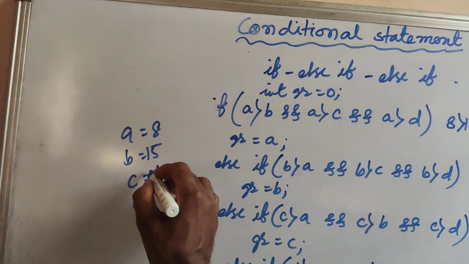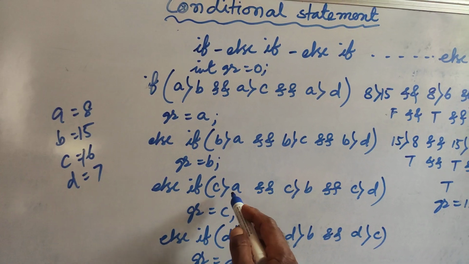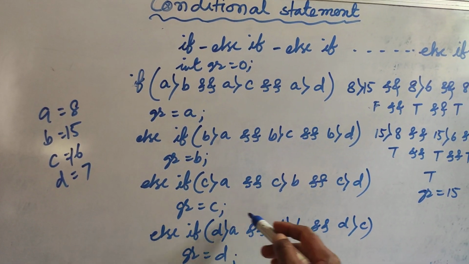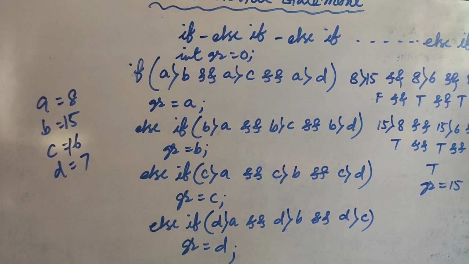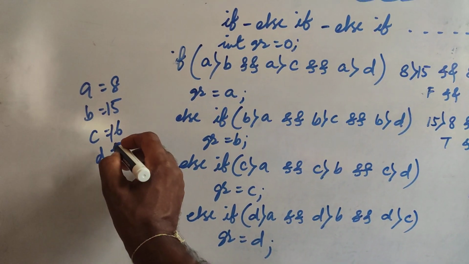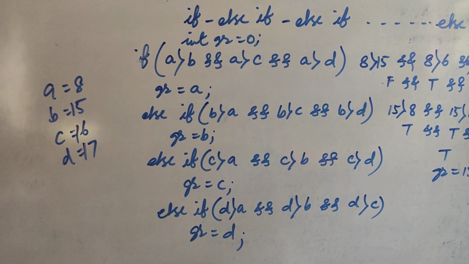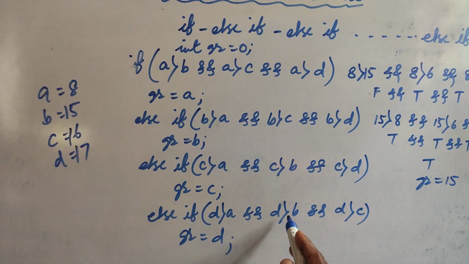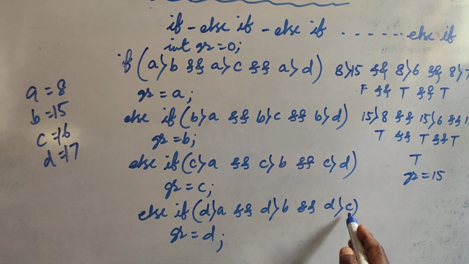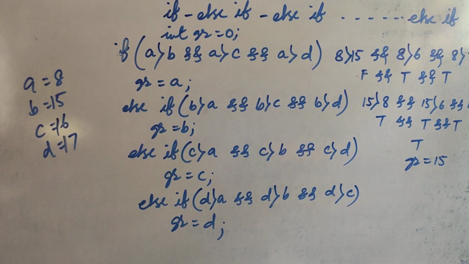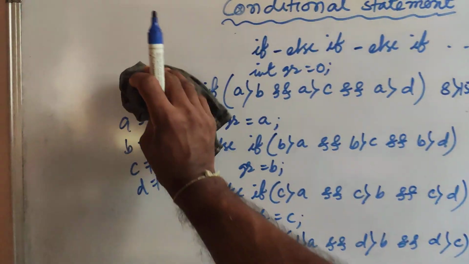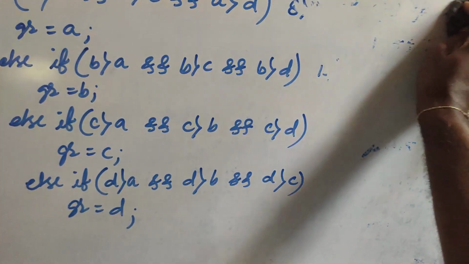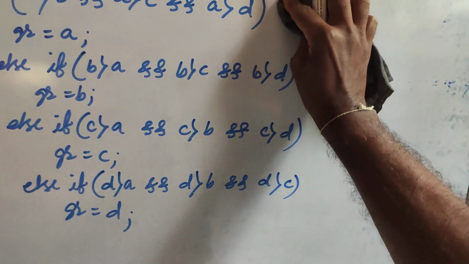Now if I am making c 16, then c greater than 16, greater than 15, 8, then c will be here, then greater or equal to c. Now if I am taking d equal to 17: 17 greater than 8, true; 17 greater than 15, true; 17 greater than 16, true; then greater or equal to d. Okay, this way it will work. So its working is faster than if.